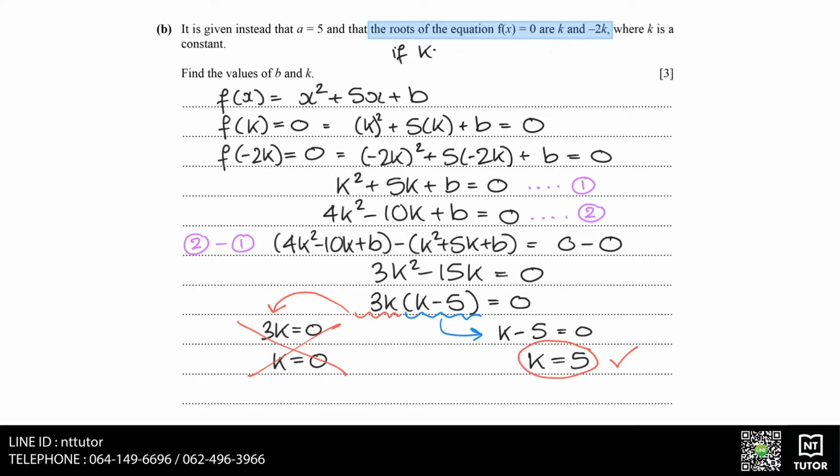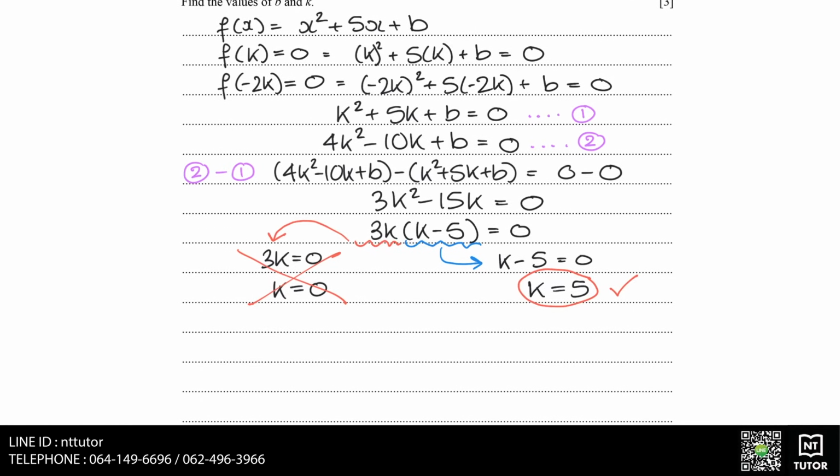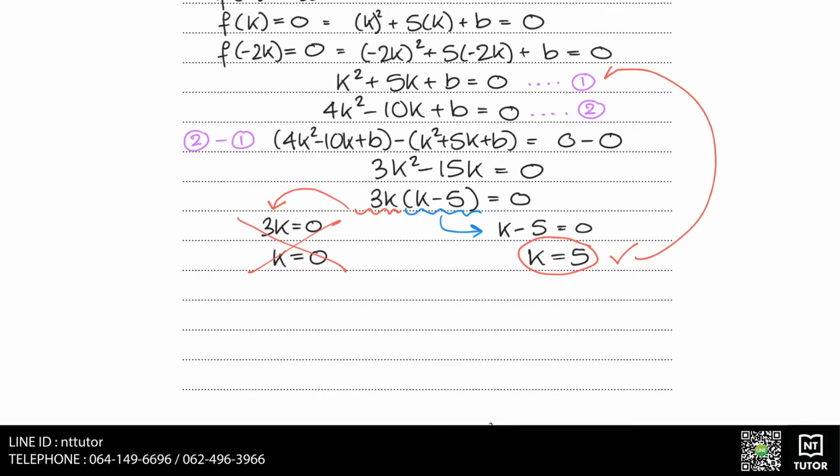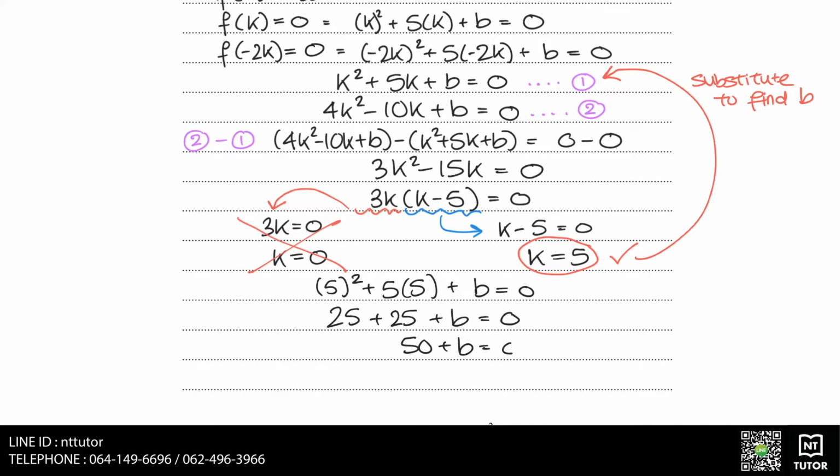For k equals 5, however, there will be two roots. One root is 5 and the other root is minus 2 times 5, which is minus 2k, and therefore this works, and k equals 5. Then all we need to do is substitute this value of k back into any equation and use it to solve for the value of b. And therefore b equals minus 50 and k equals 5.